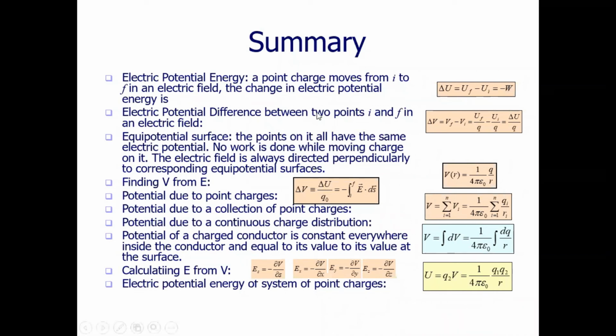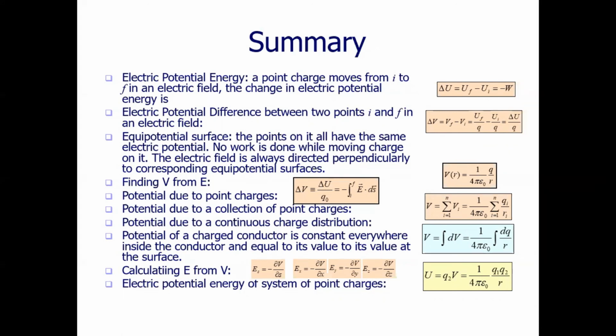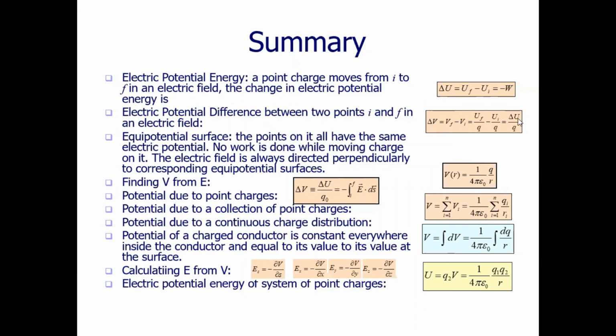The other point that we had discussed was to do with the electric potential difference between 2 points. The electric potential difference between 2 points is basically given as the change in the potential energy between those 2 points per unit charge. Remember, the change in the potential energy is connected to the work done. So in short, you can say that the change in the electric potential is basically the work done per unit charge. That is also an equivalent way of saying the same.